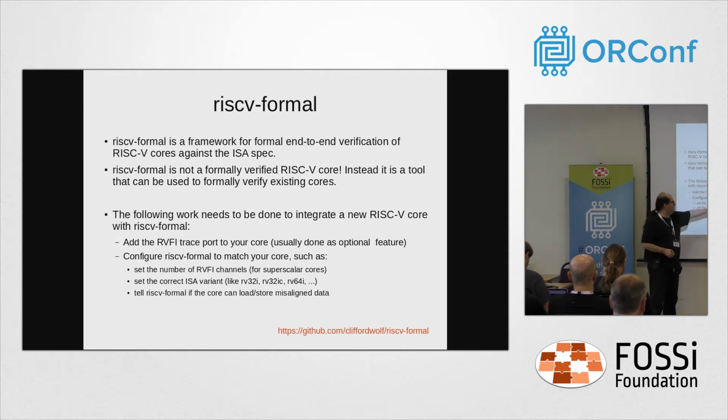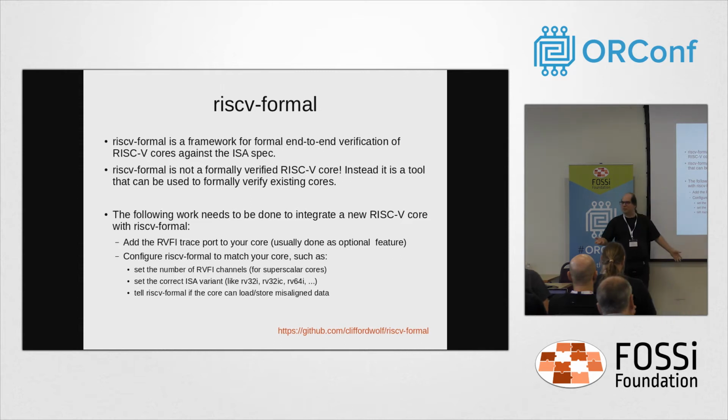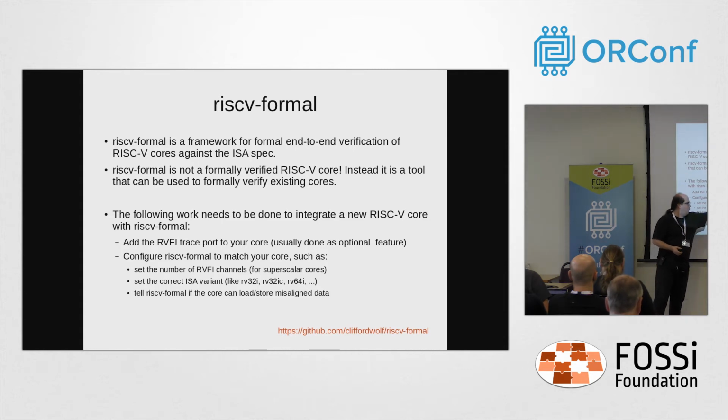And then you need to tell the RISC-V-formal framework a couple of things about your processor. So for example, this RVFI interface has a couple of channels, so you can retire more than one instruction in each cycle, and you need to tell RISC-V-formal how many channels you have. You have to tell RISC-V-formal which ISA you're implementing, so it's 32-bit or 64-bit with compressed instructions enabled or not enabled, and some other things like if the core will trap on a misaligned load or store or not, because the RISC-V specification essentially allows you to implement a core that does not allow misaligned loads and stores on the machine level, but instead implements them using some kind of trap handler.